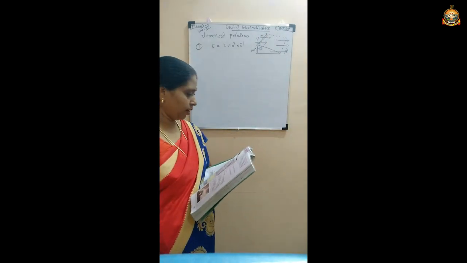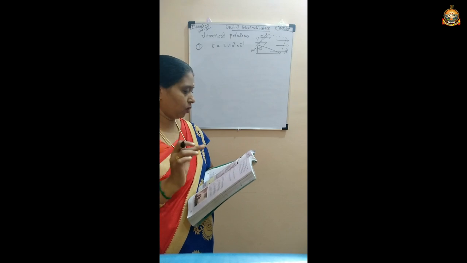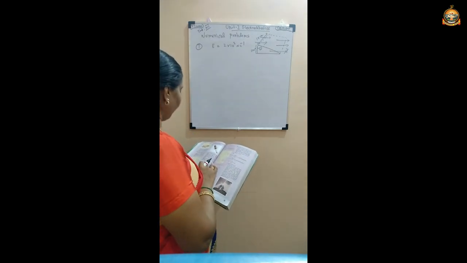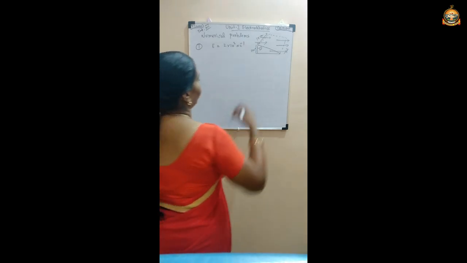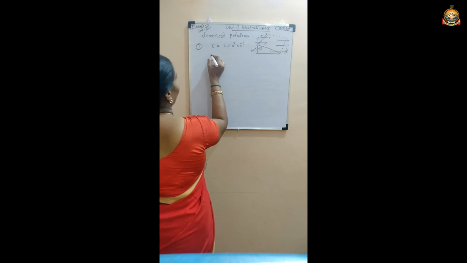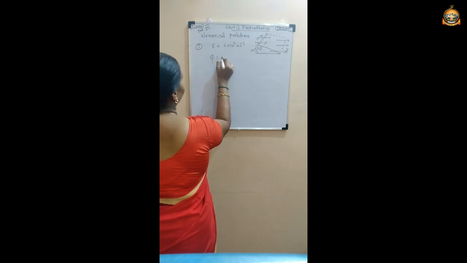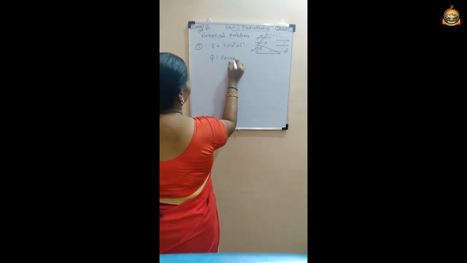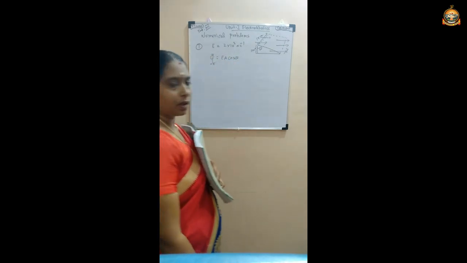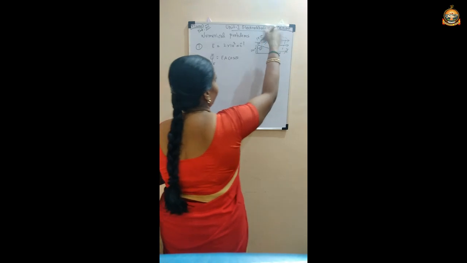Now, we have to find out what is the flux passing through the vertical rectangular surface. First of all, you have to find out the formula. Phi is equal to EA cos theta. This is the formula to calculate electric flux.